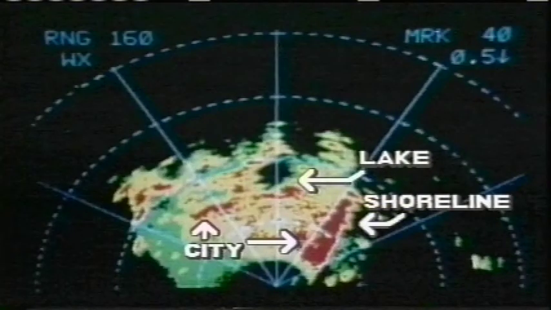Like precipitation targets, terrain targets exhibit different reflectivity qualities. It is this difference in reflectivity that produces a unique map. The display will provide a map view of prominent landmarks such as cities, lakes, rivers, shorelines, and other terrain features that lie within the beam of the radar.